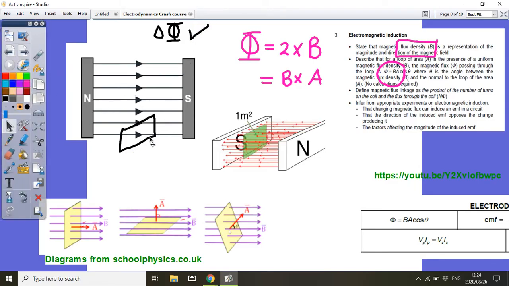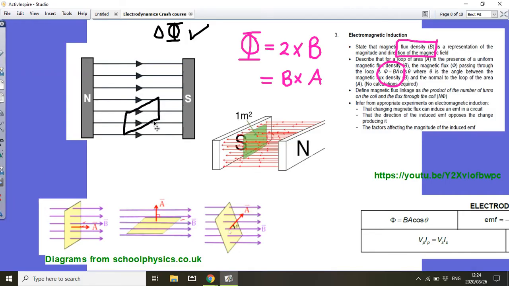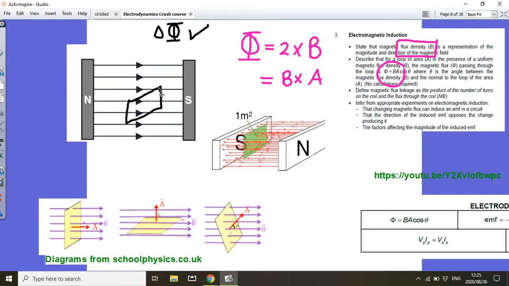Now I'm going to move it more. From there to there, how many lines are passing through the area now? 1, 2, 3. So while it was moving in, it went from 0 to 2 to 3. So yes, there's still a change in magnetic flux. But now while I move this coil inside my magnetic field, I see 1, 2, 3 lines still, so it changed from 3 to 3. Was there a change in magnetic flux? It didn't really change. It went from 3 to 3, so no change.